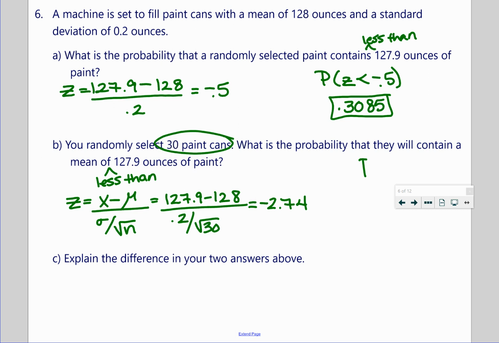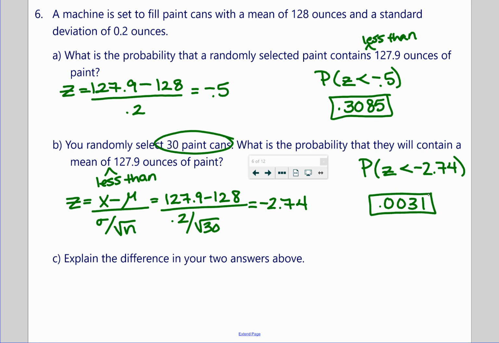So now the probability that Z is less than negative 2.74. Find it on your chart. 0.0031. Okay, and again, it said less than, so we want that area to the left. There's no need to adjust the value that we get.